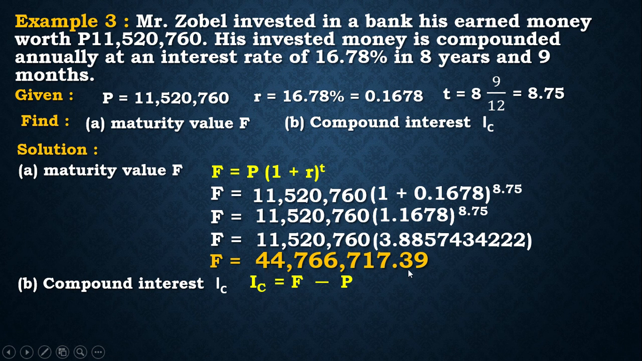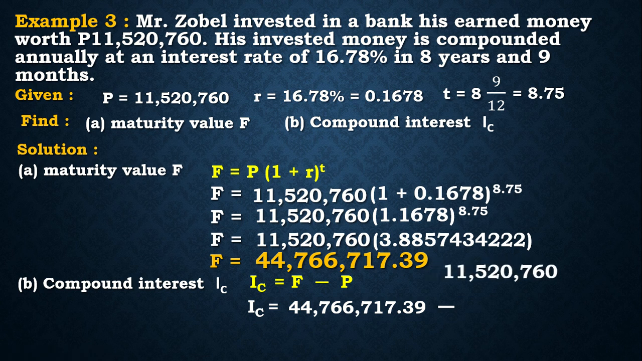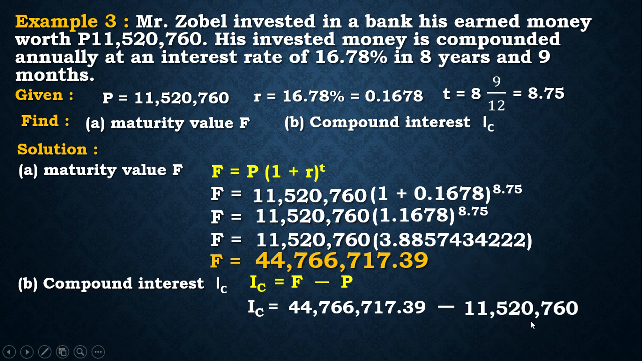I-substitute po natin, ito po siya, and that is 44,766,717.39 subtracted by, palitan natin ang P ng principal, which is 11,520,760. Subtract po natin ito dito, and we come up with the 33,245,957.39. So, ito po ang proseso kung paano kinocompute ang ating topic na maturity future value and compound interest.